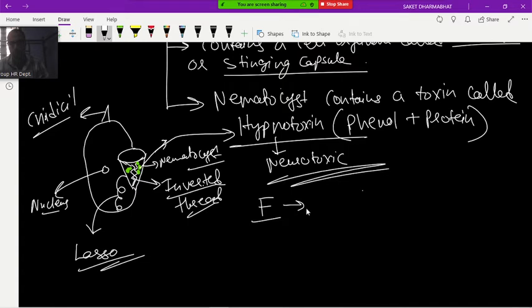Sir, what is that green color inside the cone? And thread-like structure is nematocyst, sir. Where is the thread-like structure? In that cone only, sir, the white color you have. That is made from inverted thread. Okay, sir, what is the function of that inverted thread? That just helps in stinging actually. Inverted thread. Okay, sir.